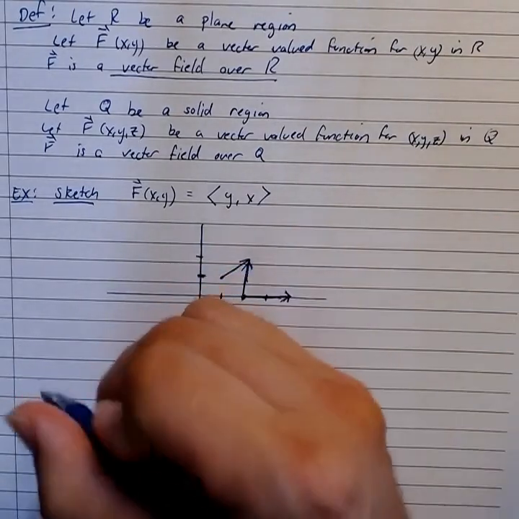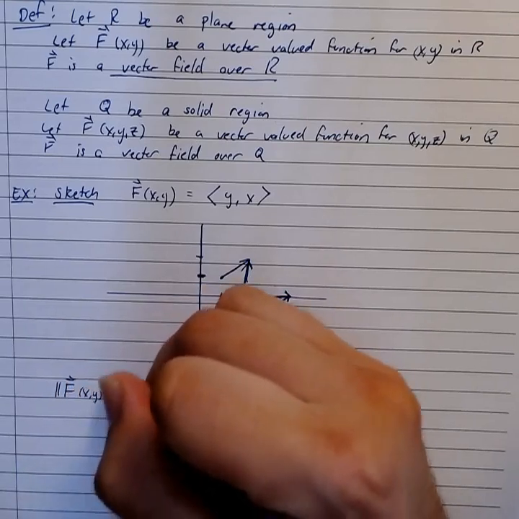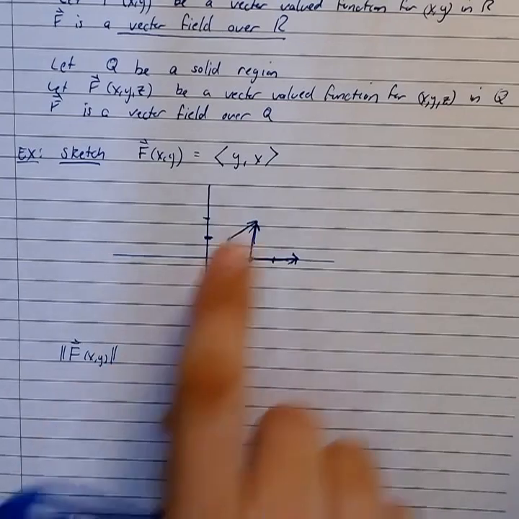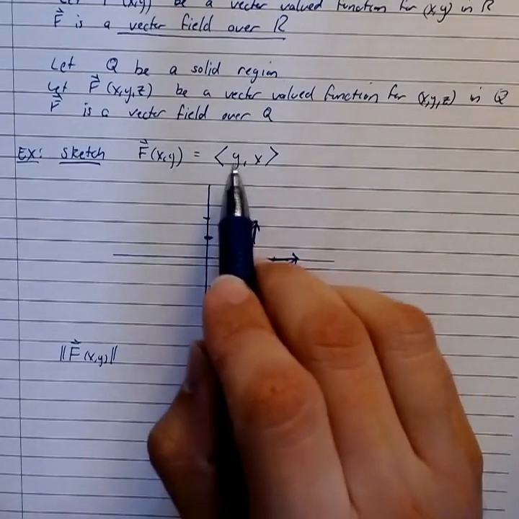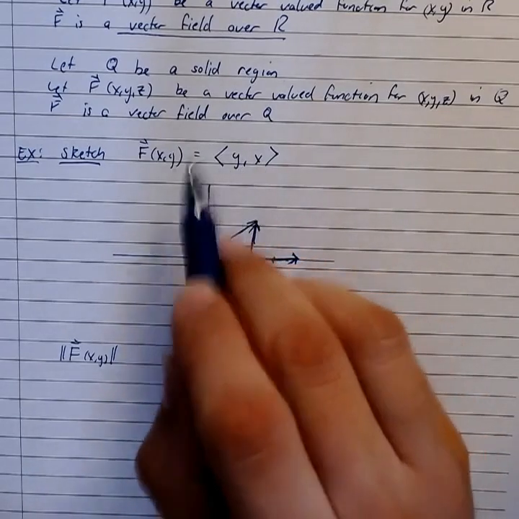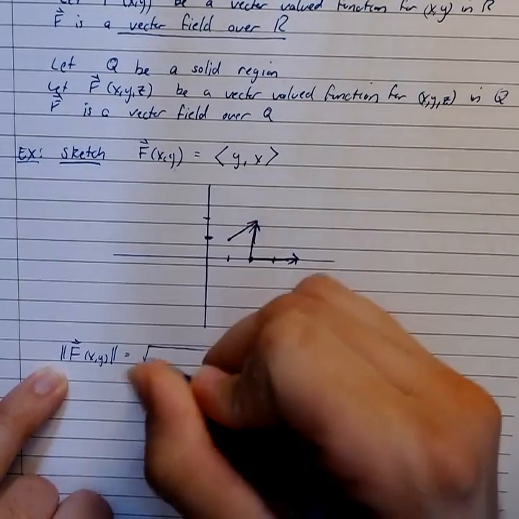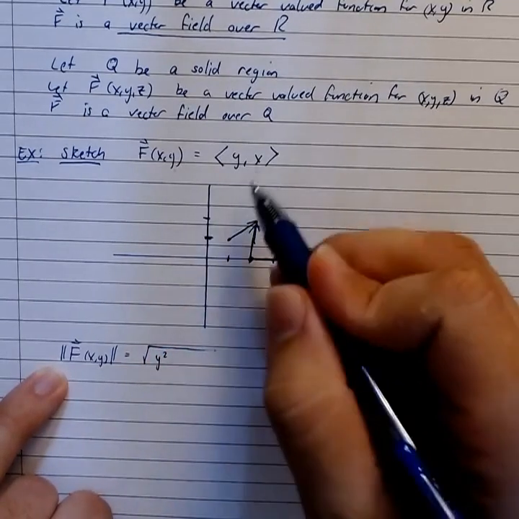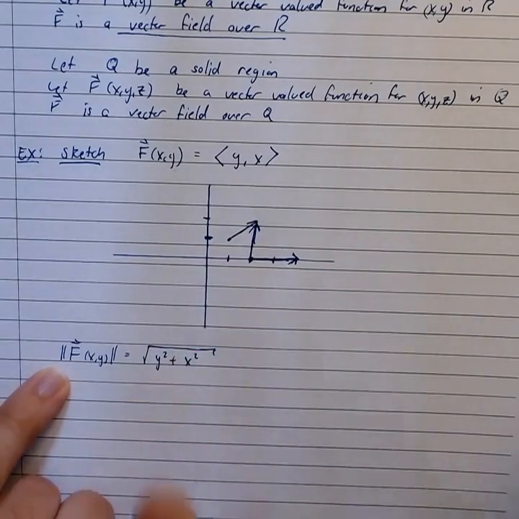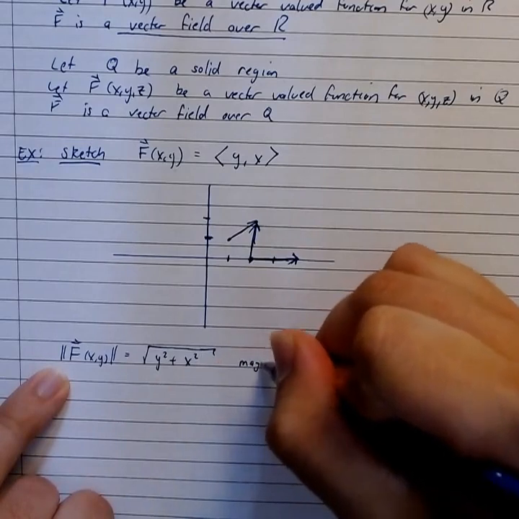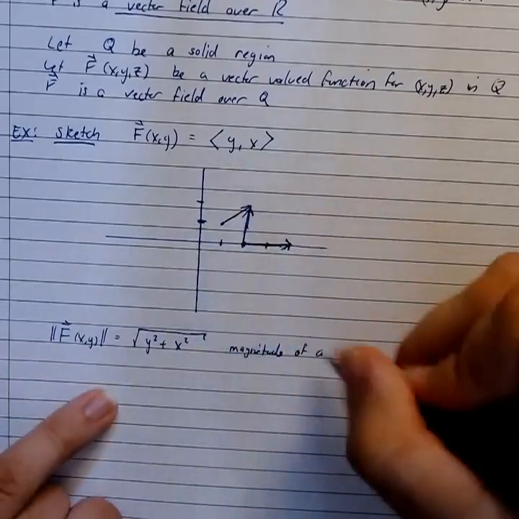Here, we're going to go ahead and annotate that as the magnitude of the vector field, like this. Now, that may look a little strange, but basically all you're saying is, let's find the magnitude of an arbitrary vector. And we know how to find the magnitude of a vector. You're going to take the components, square them, add them together and take a square root. So this is going to be the square root of your first component squared plus your second component squared. So this is just the magnitude of the arbitrary vector y comma x.